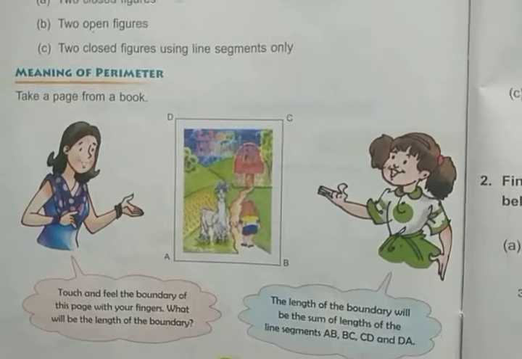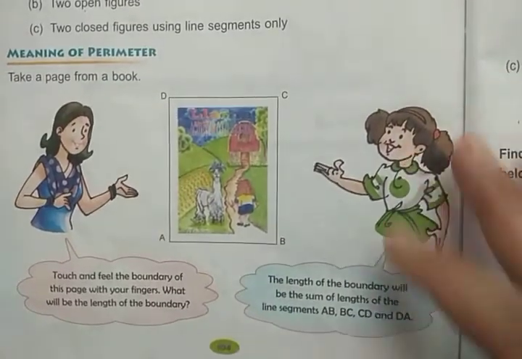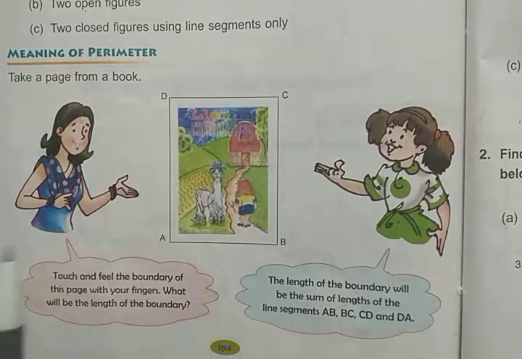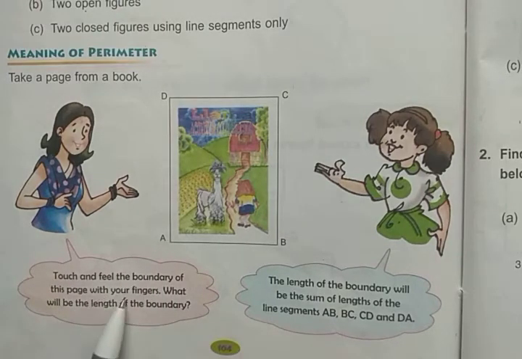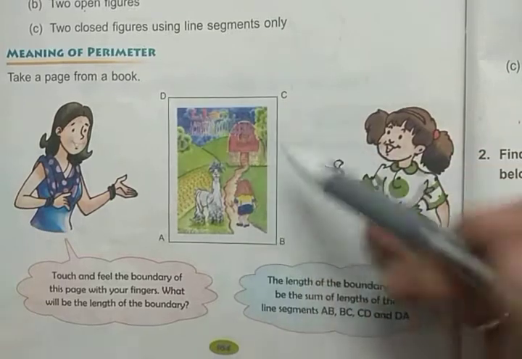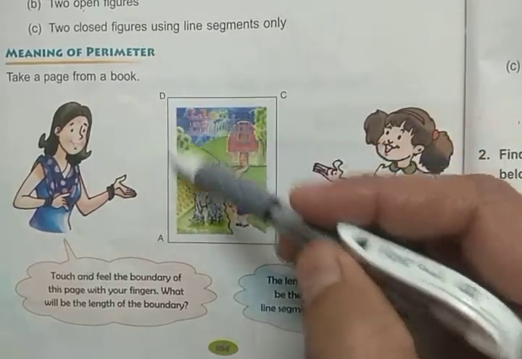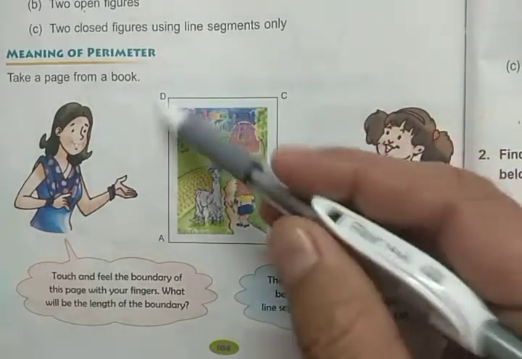So let us see this example first. Take a page from a book. Now touch and feel the boundary of this page with your finger. What will be the length of the boundary? If we talk about the boundary, this is a page, and the boundary means the length of all these sides.